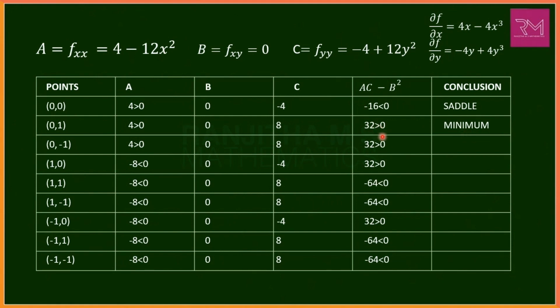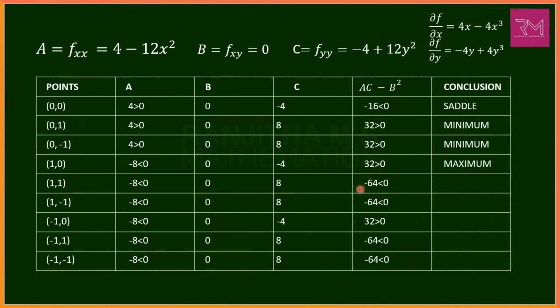Similarly, for the point 0, minus 1, AC minus B square is greater than 0 and the A value is also greater than 0, hence we can conclude that it has a minimum value at the point 0, minus 1. For the point 1, 0, here AC minus B square is greater than 0 but the A value is less than 0, hence we can conclude that it has a maximum point.